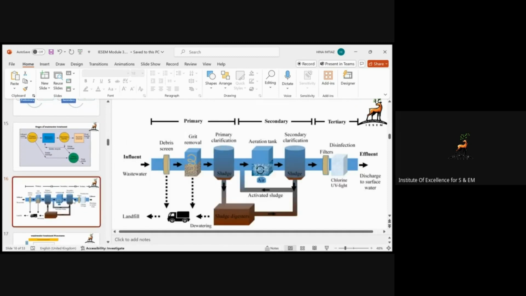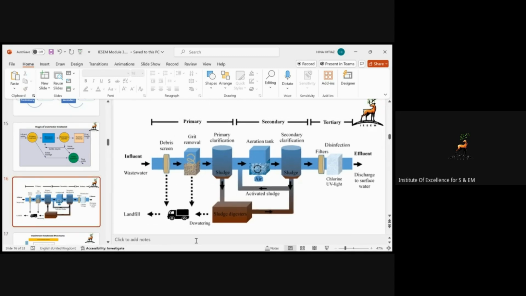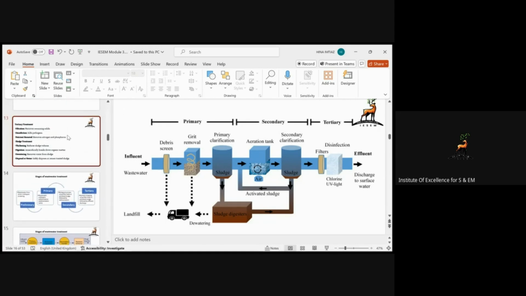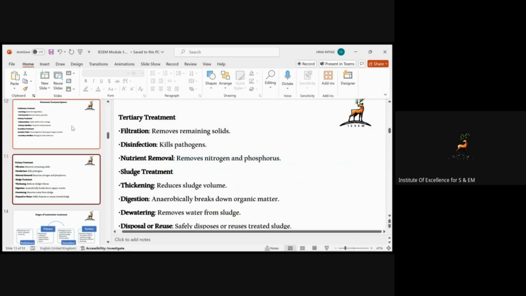diagram. Yeah, this is the diagram. Is it visible to you guys? Yes, ma'am, you can see it. Here is the wastewater, and here is the screen, the preliminary debris screen. This is the preliminary step, and this is the primary treatment, and then we have the secondary treatment, and then we have the tertiary treatment. So when we have read the theory, after that this diagram will really help you guys.